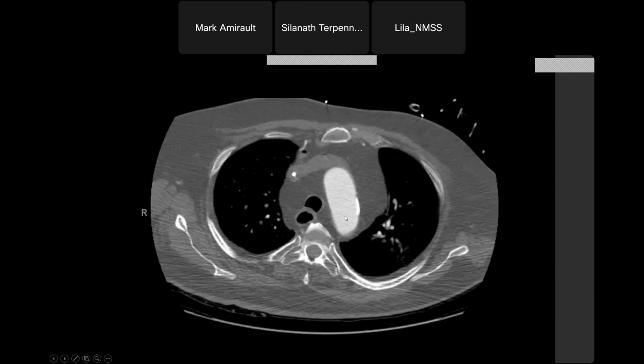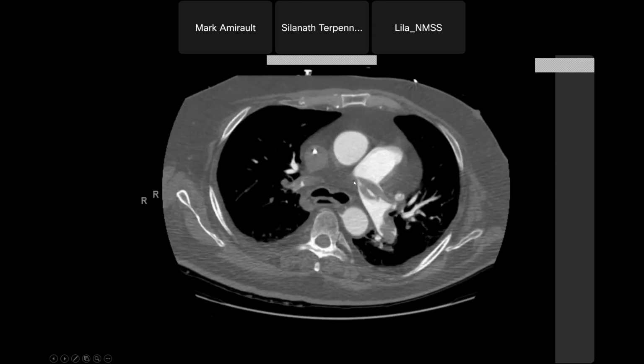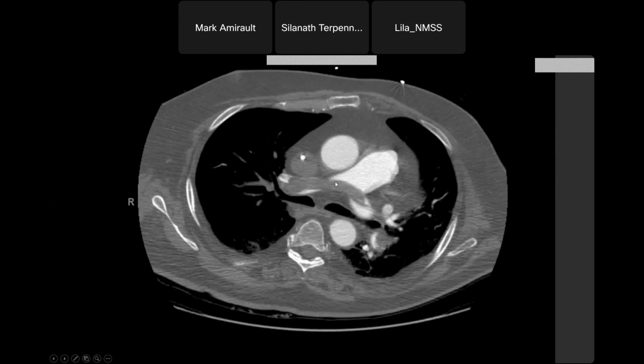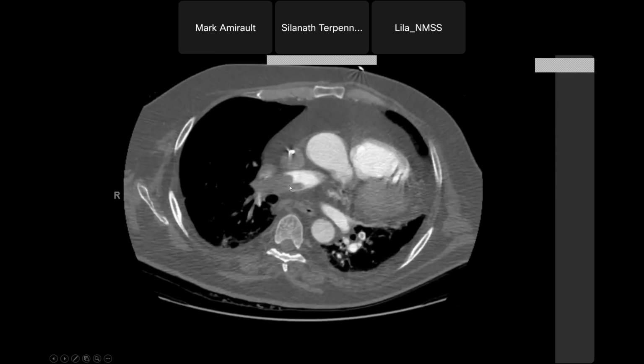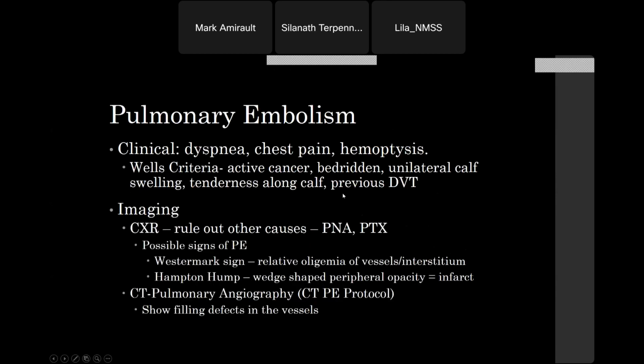You want to have all the contrast in your pulmonary arteries, because what you're looking for is these filling defects in the pulmonary artery. And so this is a very large PE. We call it a saddle pulmonary embolus. A filling defect going across the main pulmonary artery, and then the right and left pulmonary arteries. This is a very serious PE, a very large central PE. That's what a pulmonary embolism looks like on CTA.